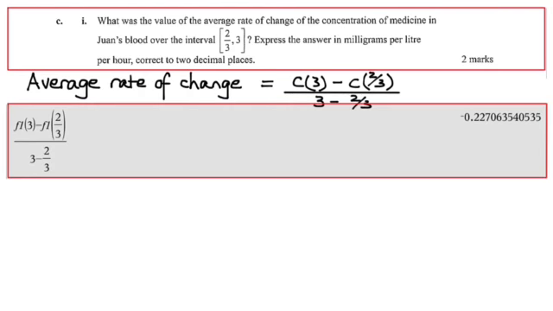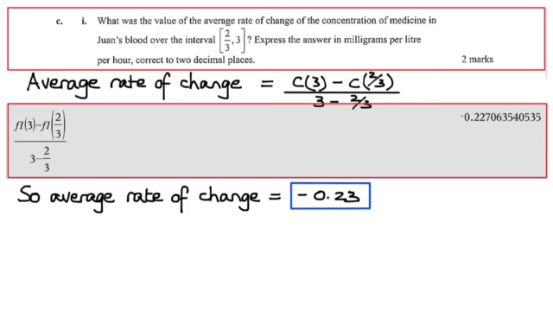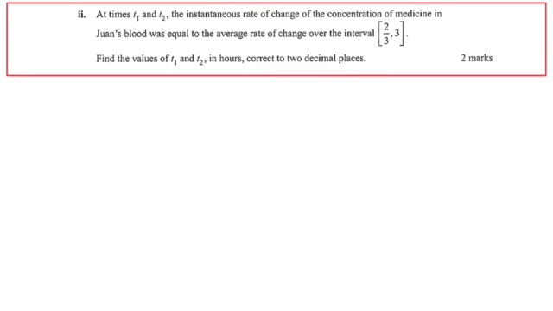There you go. So the average rate of change to 2 decimal places would be minus 0.23 milligrams per litre per hour. Still pretty cruisy. At times T1 and T2, the instantaneous rate of change, that is the derivative of the concentration with respect to time, of medicine in one's blood was equal to the average rate of change.